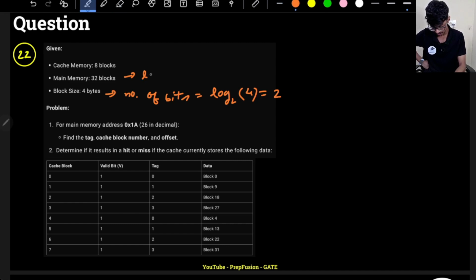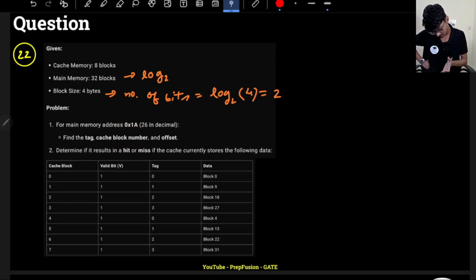So if main memory is of 32 blocks, it will be log base 2 of 32. Not 32, sorry, main memory has 32 blocks. Cache memory has 8 blocks. And what are they asking? For the main memory address, find the tag, cache block number and offset.